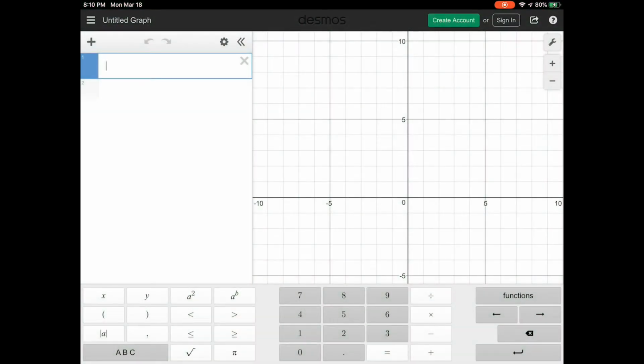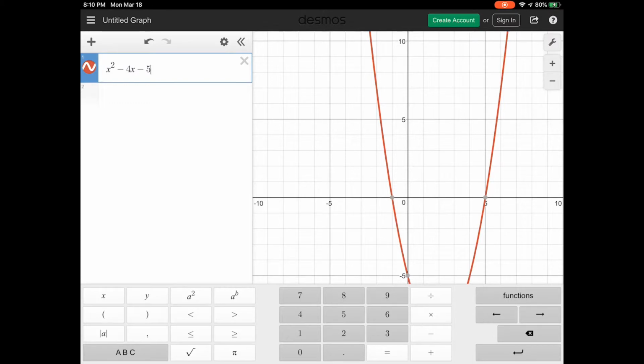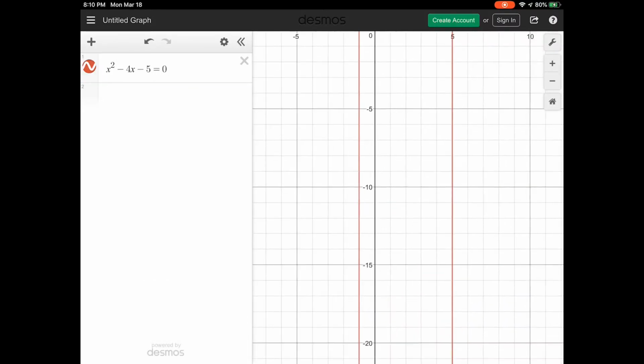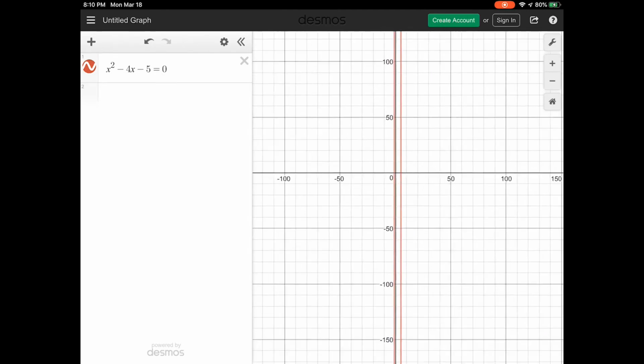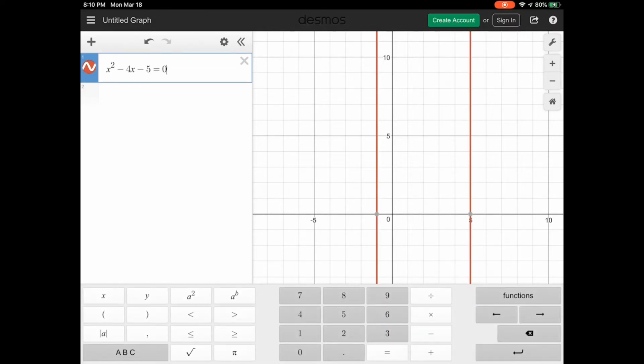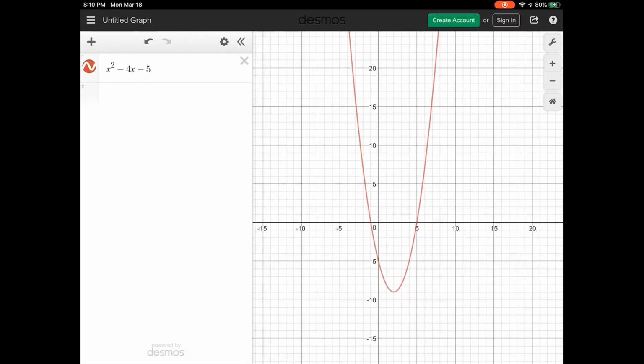This program does some pretty amazing things because it can graph your quadratic equations without much effort. So here we go. I'm going to type in that equation, x squared minus 4x minus 5 equals 0. All right, so I wrote it in standard form. Now this is doing something kind of interesting because it doesn't quite look like a parabola anymore. If I take out the equals 0 and just write x squared minus 4x minus 5, what you'll see is a nice looking parabola.